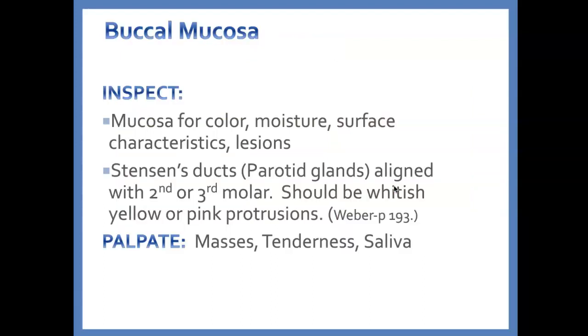The buccal mucosa, or the inside of the cheek. Again, you're just going to look at the color, moisture, surface, any type of lesions that might be in there. Look for any abnormalities. You might be able to see the Stensen's ducts. Those are backed by the parotid glands. They might be a little whitish, little pink, little tiny protrusions. Difficult to see, not something that we expect you to be able to identify, but you might be able to see them. If you see those back there, that's what those are. They're called Stensen's ducts. Just palpate for any masses, tenderness, and just see if there's an adequate amount of saliva.